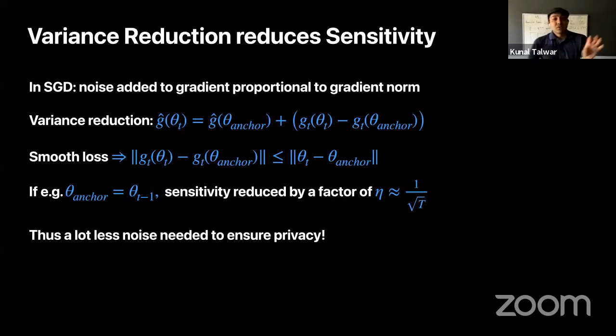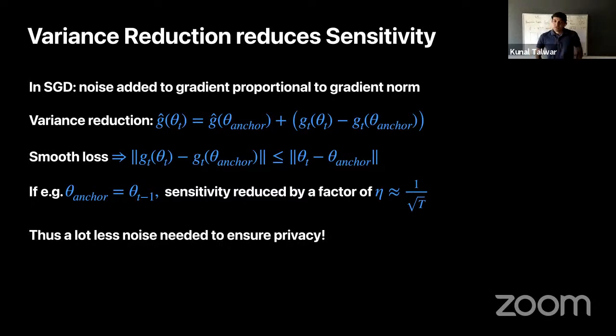But the nice thing is that if your loss is smooth, then the second term, the difference of gradients between theta t and theta anchor, is bounded by the distance between those two points. So as a kind of dumb example, if my anchor point was just the previous theta, then because I'm taking these small steps, theta t minus 1 is only about eta. And so I've reduced the sensitivity to zt, if I use zt only on this right-hand side, by a factor of eta, which is like 1 over square root t.